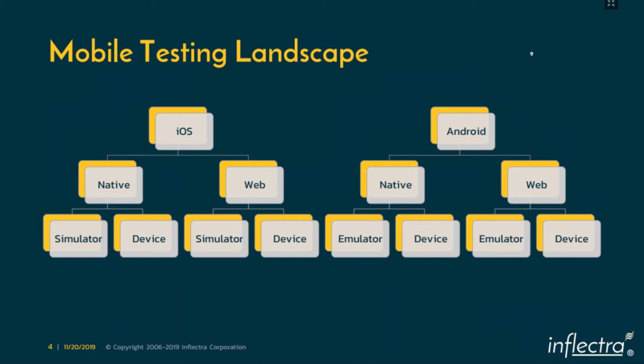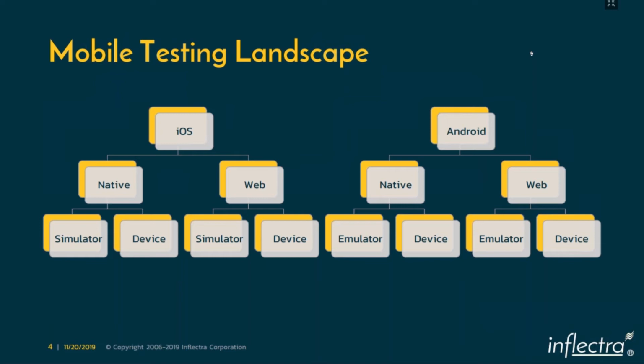So we actually have 2 major platforms for mobiles. It's Apple iOS and Android from Google. And on each of those platforms, we may have 2 types of applications running. There may be web applications running in the browser, like Chrome or Safari, and there may be native applications built specifically for those platforms.